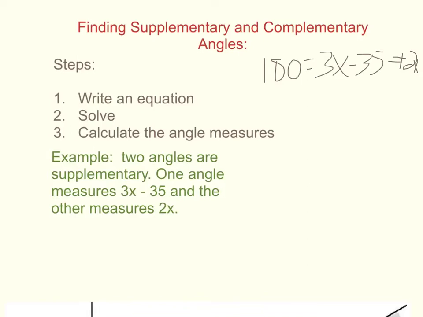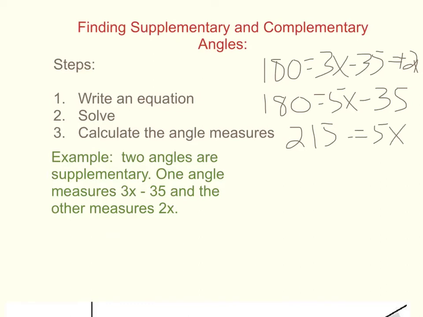Going through and solving the equation, the first thing I want to do is simplify. I can combine my like terms and get 180 equals 5x minus 35. Adding 35 to both sides, I get 215 equals 5x. Dividing both sides by 5, I get x equals 43.